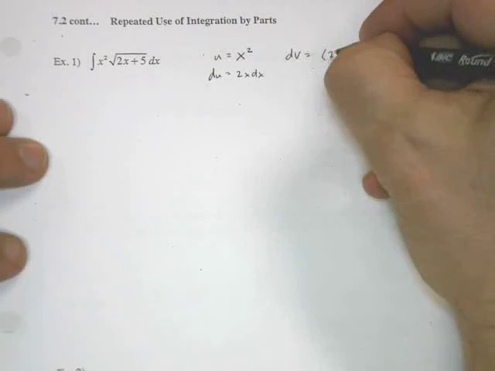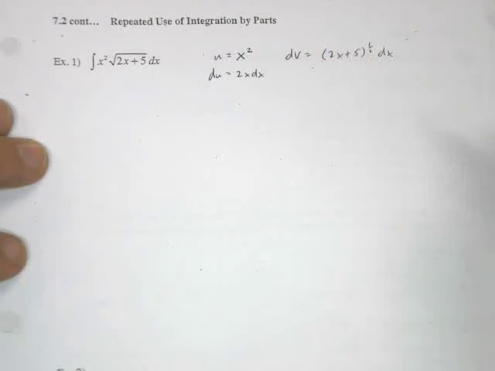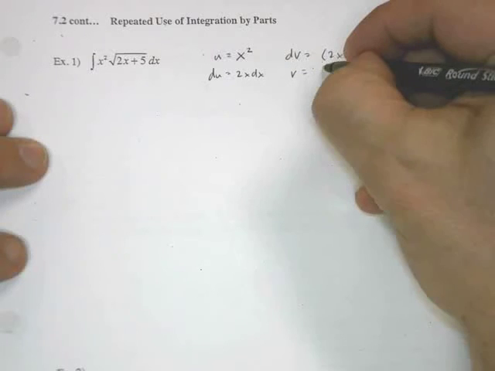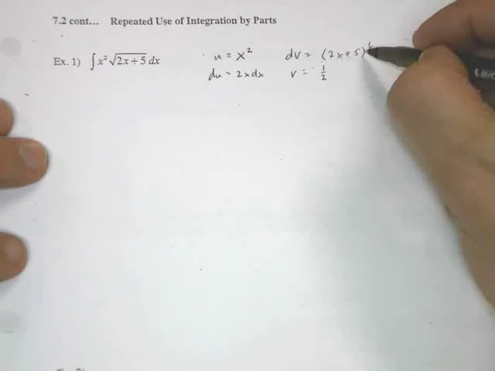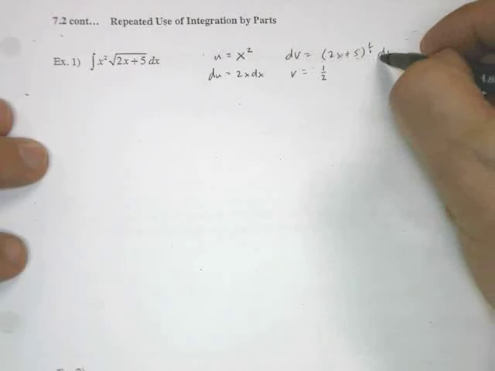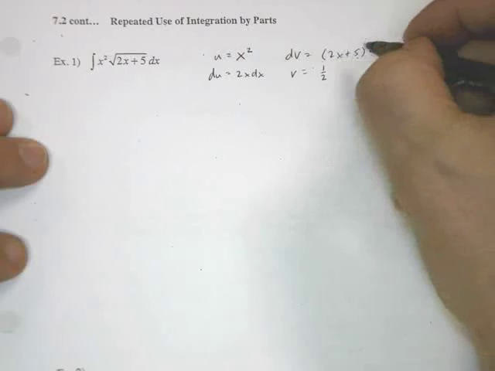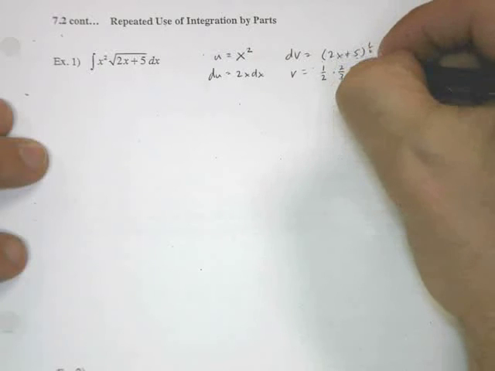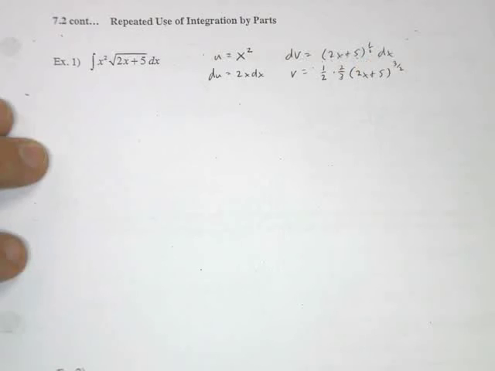So again, that gets simpler. Then I'm going to take the (2x plus 5) to the 1/2 dx, and I'm going to integrate that. So v is going to be 1/2, and the reason I need that 1/2 is because, if I talk about this u substitution, if I make u the inside, I'm going to need a 2 dx. I don't have a 2 dx, so I got to multiply by 1/2. Then I got to multiply by 2/3, because I'm going to raise the power on 2x plus 5 to the 3/2.